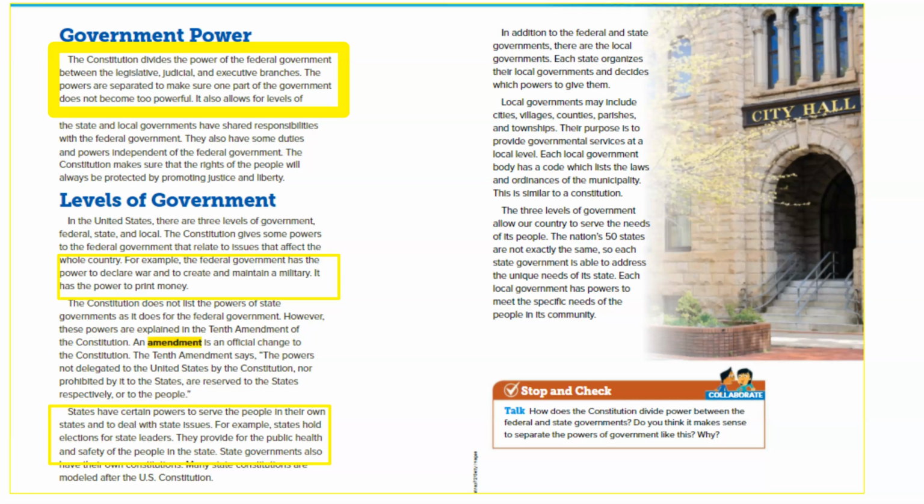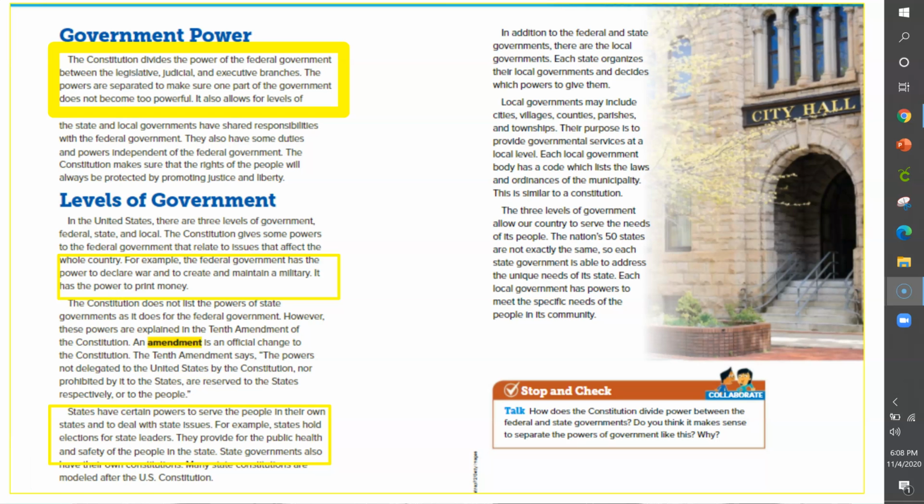In addition to the federal and state governments, there are local governments. Each state organizes their local governments and decides which powers to give them. Local governments may include cities, villages, counties, parishes, and townships. Their purpose is to provide governmental services at a local level. Each local government body has a code which lists the laws and ordinances of the municipality. This is similar to a constitution.